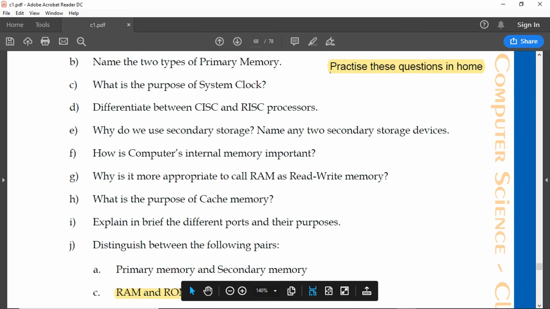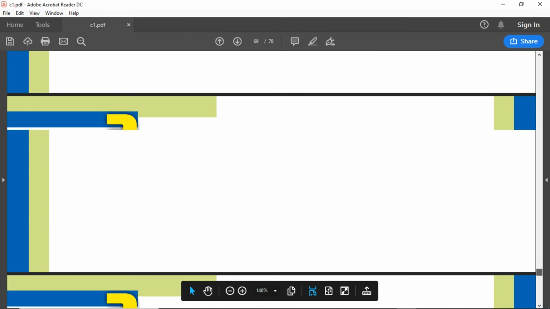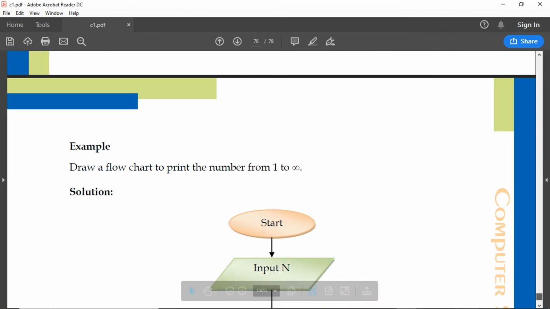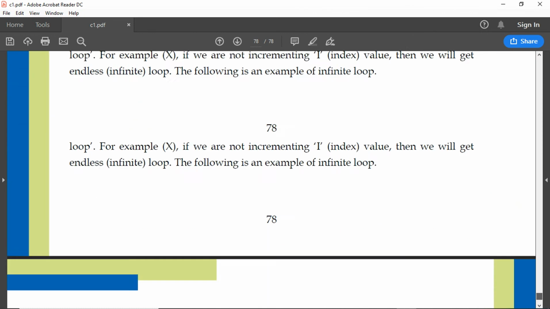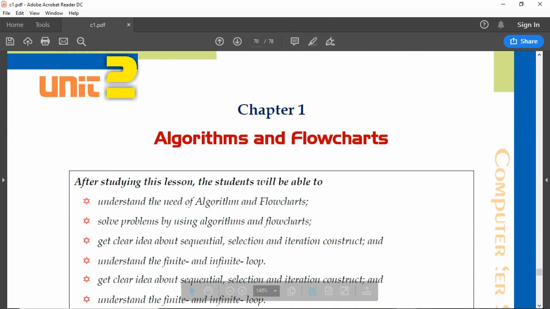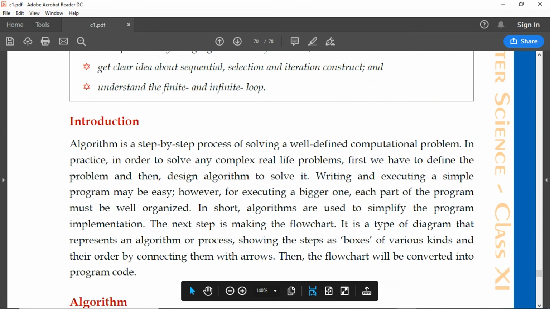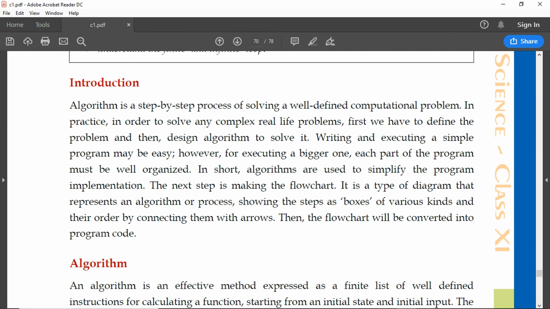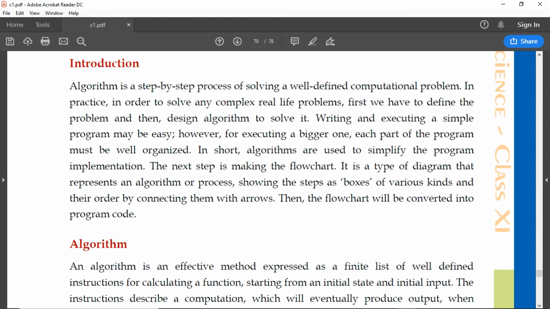Introduction. Algorithm is a step-by-step process of solving a well-defined computational problem. In practice, in order to solve any complex real-life problems, first we have to define the problem and then design an algorithm to solve it. Writing and executing a simple program may be easy, however, for executing a bigger one, each part of the program must be well organized. In short, algorithms are used to simplify the program.